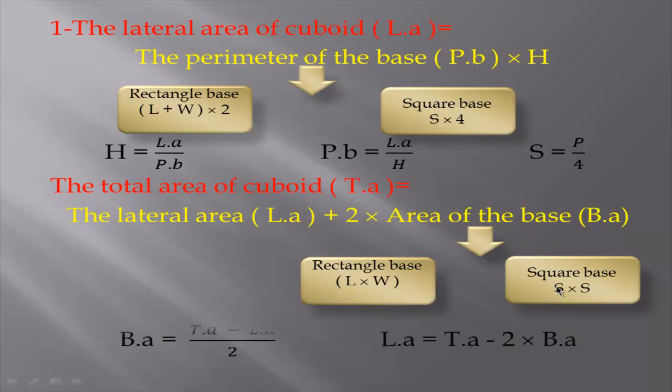But in some applications, he will ask about the base area. If he gives me the total area and the lateral area, just take the difference between them and divide by 2. So the base area will be the difference between the total area and the lateral area over 2. And if he asks about the lateral area and gives me the total area and the base area, it will be equal to the total area minus 2 times the base area.